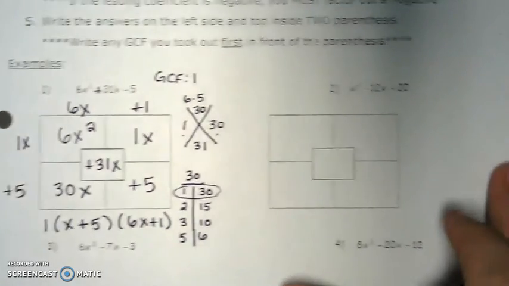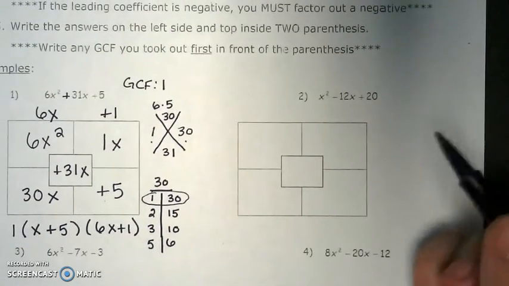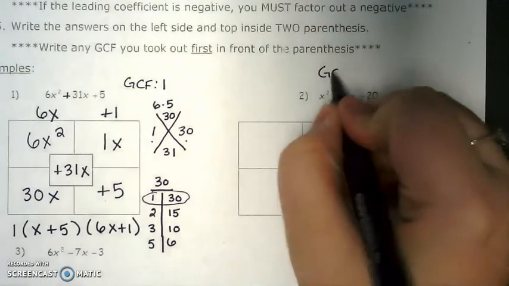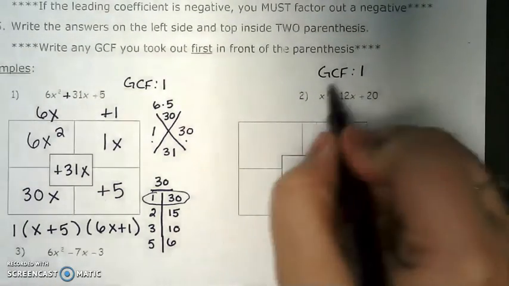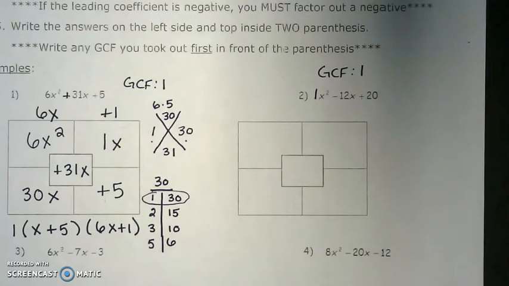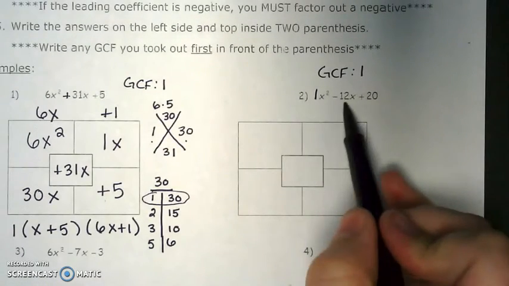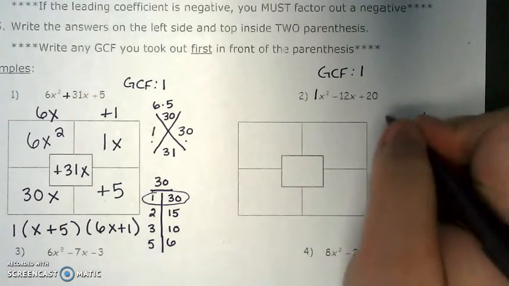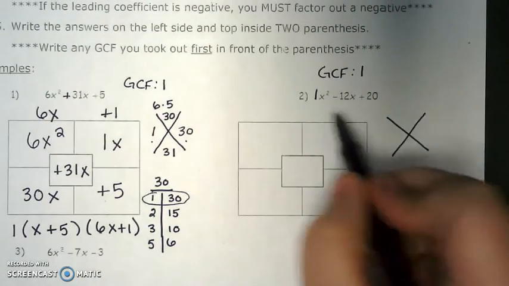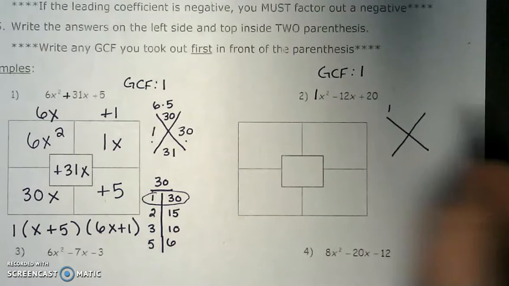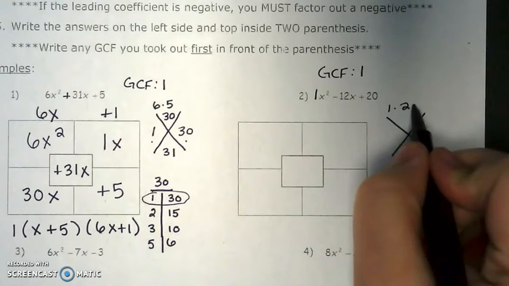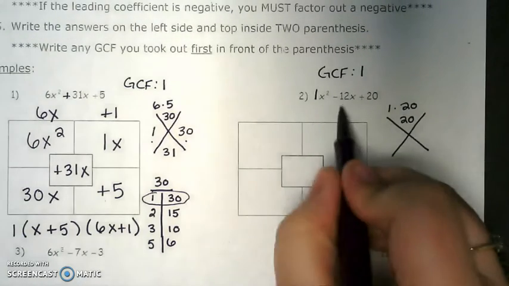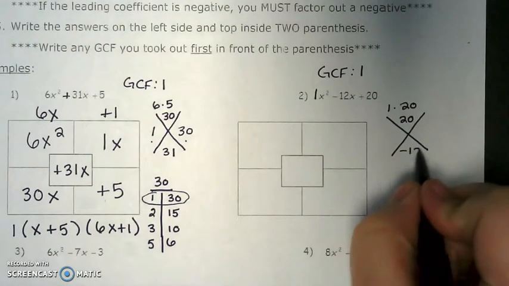Okay, next one, we're going to go to problem number 2. So again, a little bit faster. So the GCF of these is 1, because the number in front of x squared is 1. The biggest number that can go into 1, 12 and 20 is 1. We draw our x. Now, 1 is A, 20 is C, so we get 20 on top. Now our B value is negative 12.